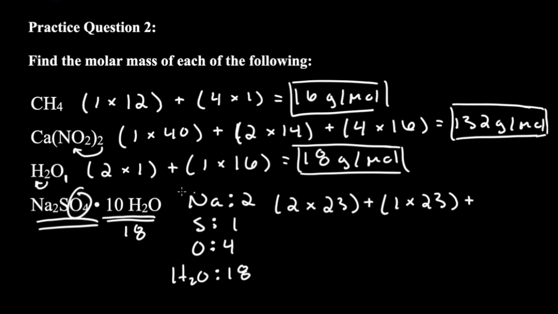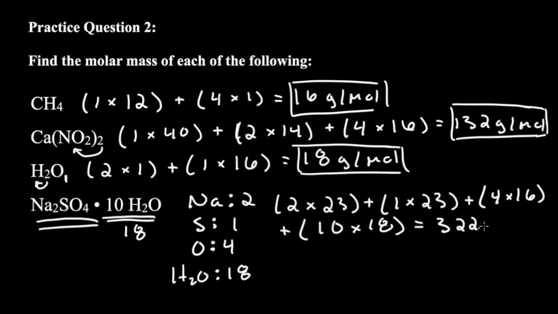Now it's this oxygen. I know oxygen's over here and here, but we take into account this oxygen when we took into account the water over there. And so we have 4 oxygens. Oxygen is going to be 16. And then we got 18 of these waters. We got 10 of these waters, and the molar mass of that's going to be 18. So when you add all this up, you're going to get 322 grams per mole. So that'd be the molar mass of this chemical here.